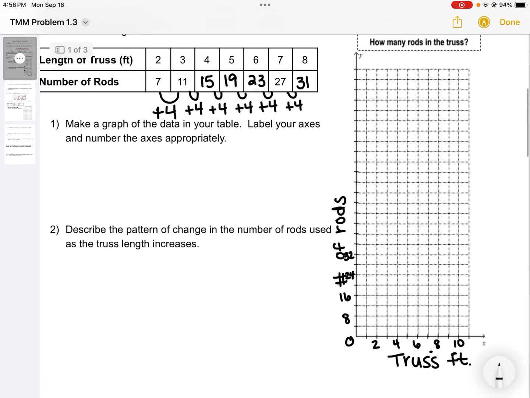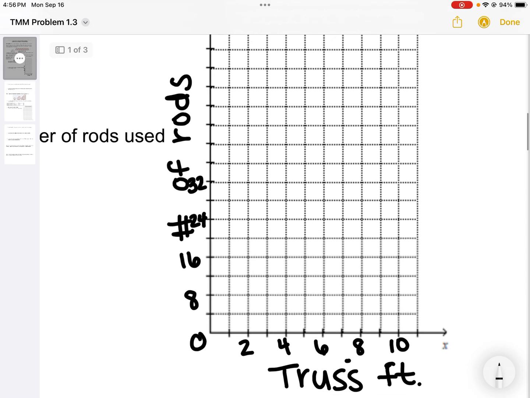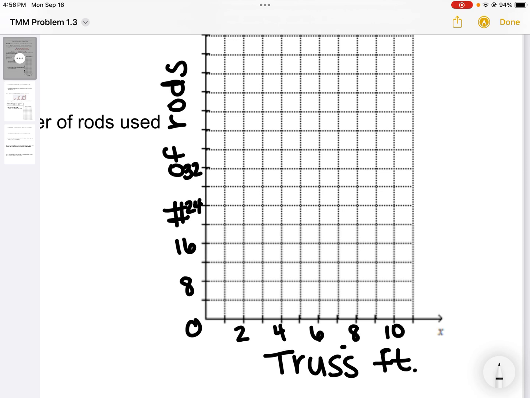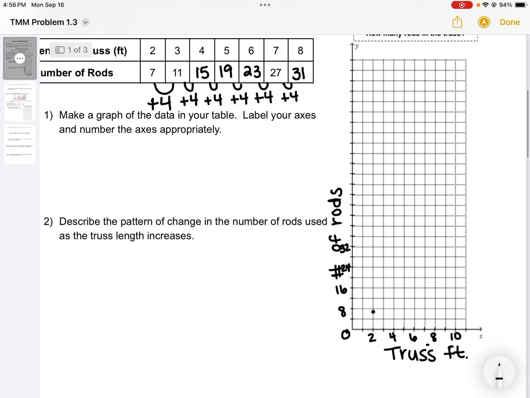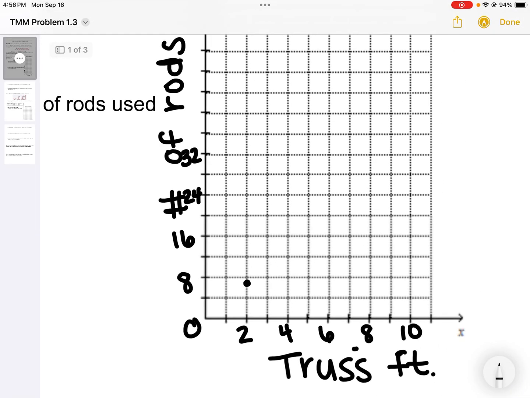From here, I need to go ahead and plot from my table. So my first point is going to be 2, 7. I go to the right 2 and I go up 7. Because I don't actually have a 7 on my graph, I am going to estimate. So I'm going to put it as close to 8 as I can without actually going on the 8. And then I continue from here. My next one should be 3, 11. So I go over 3 and I go up to where I believe 11 would be.